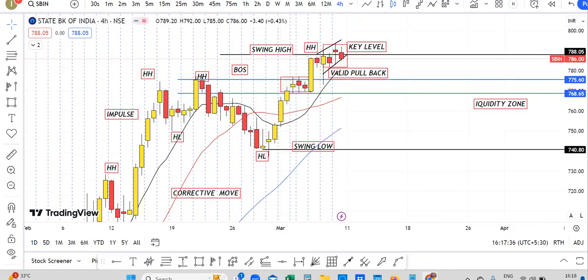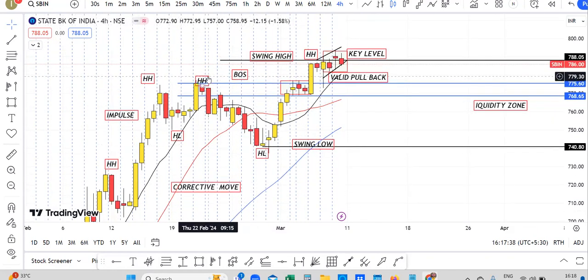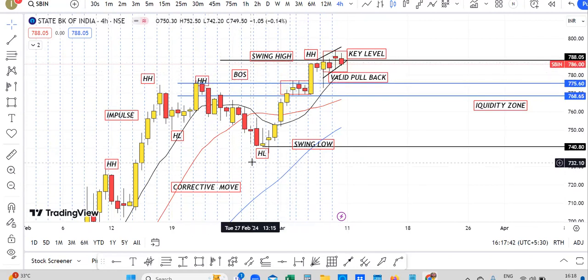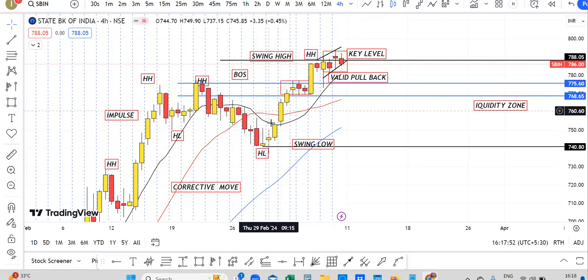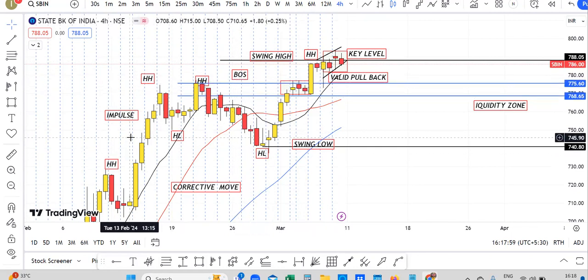So in that area, I'm going to look for the latest higher high and latest higher low. This is the latest higher high and latest higher low, and the next higher high is considered as the break of structure. Why am I seeing it as a break of structure? Because I talked about the valid pullback.